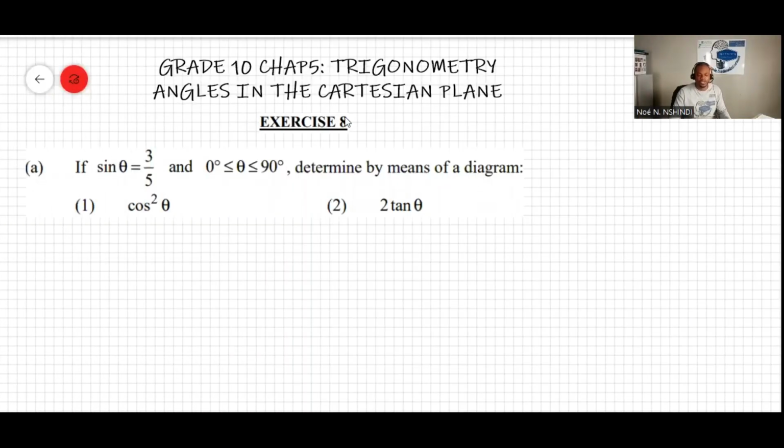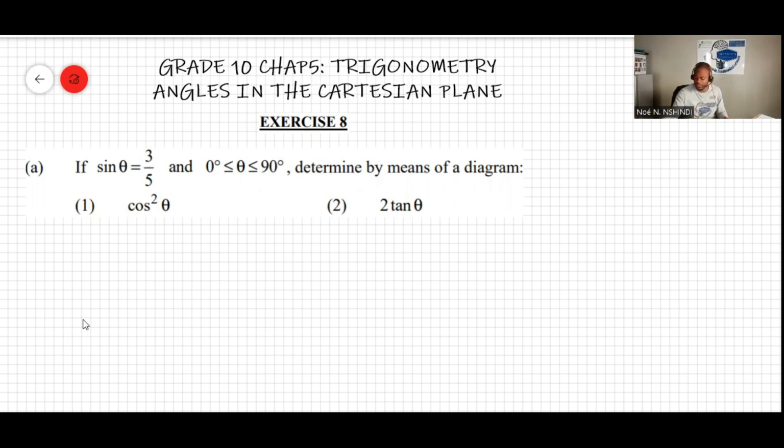Well, we're still doing angles in the Cartesian plane in grade 10 trigonometry. Now, exercise 8, the question says that if sine of theta equals 3/5, and that theta is between 0 degrees and 90 degrees, determine by means of a diagram cos squared of theta and 2 tan of theta. All right.